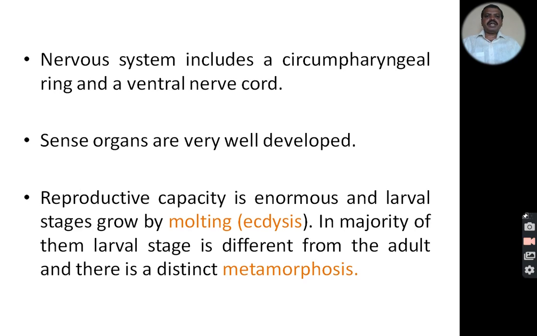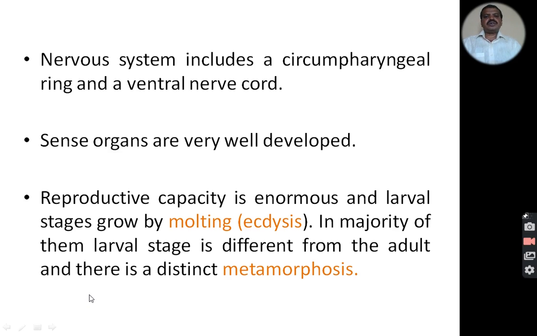The nervous system includes the circumpharyngeal ring and ventral nerve cord. In the lower organisms, the nervous system is also not well developed, where you can see the assemblage of nerve cells, called ganglions. From the circumpharyngeal ganglion you can see an elongated nerve cord, the ventral nerve cord, through which the nerve fibers originate, and the entire body is under the network of the circumpharyngeal ring and the ventral nerve cord.